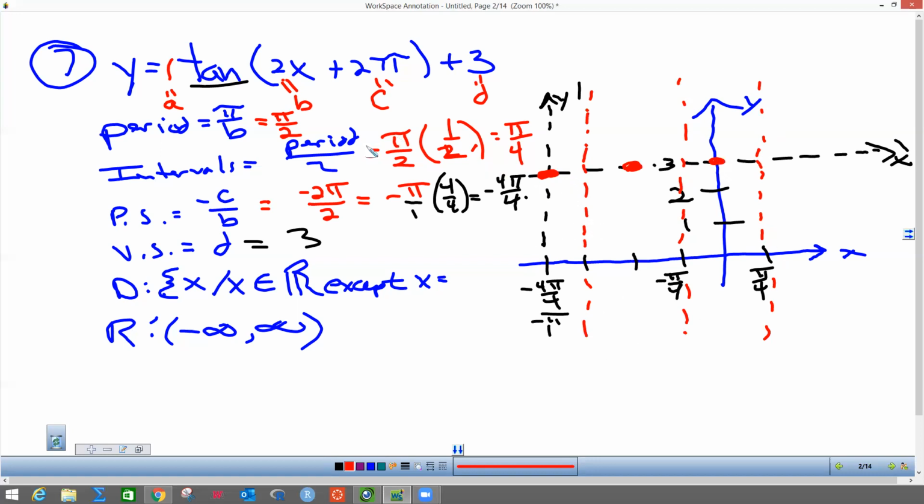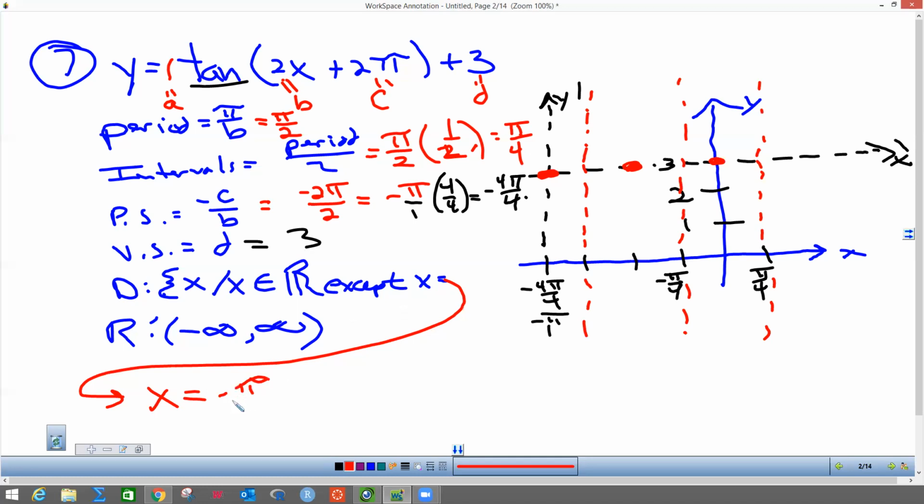So now I want to write down my domain. So I'm going to bring this thing down here. x equals, what's the first thing we find to get the domain? It's all real values. It's x such that x is an element of all real values except x equals, what do we start with? An asymptote. You can pick any one you want. They all work. Okay, I'm going to pick negative pi fourths.